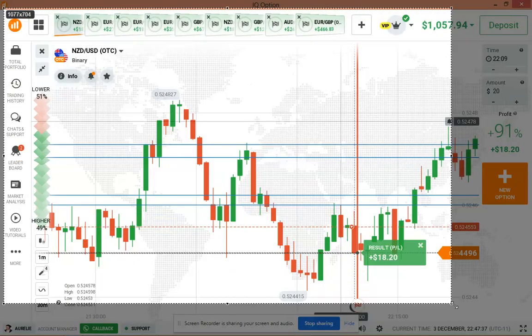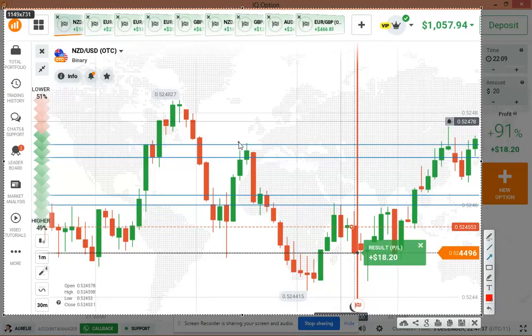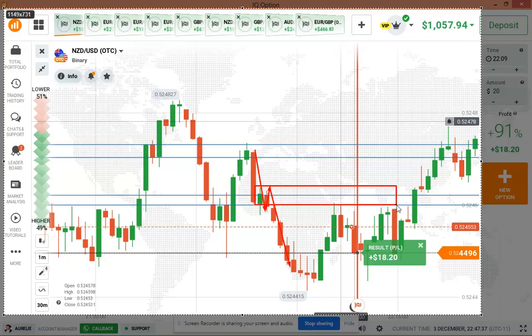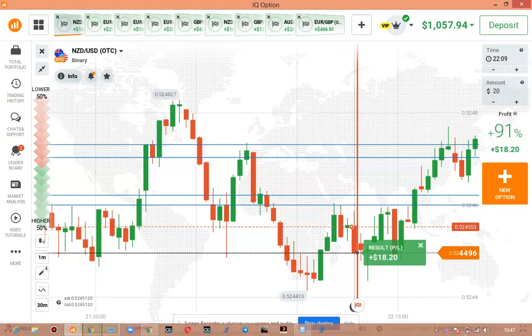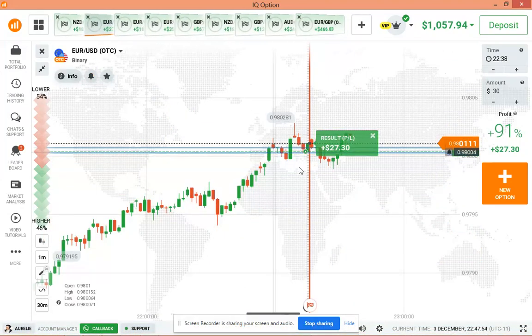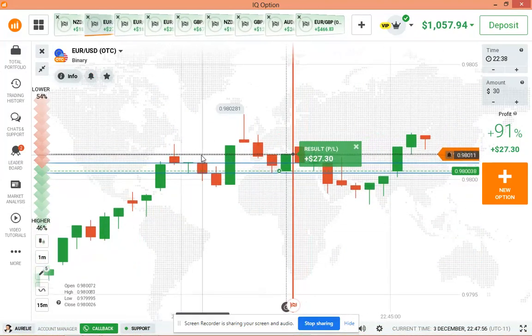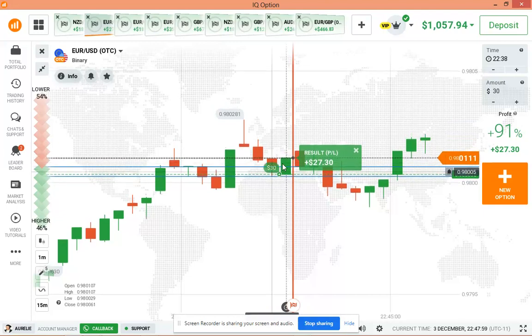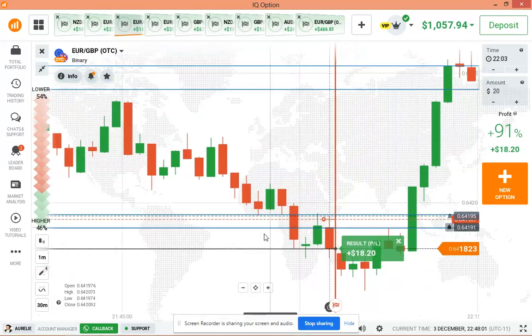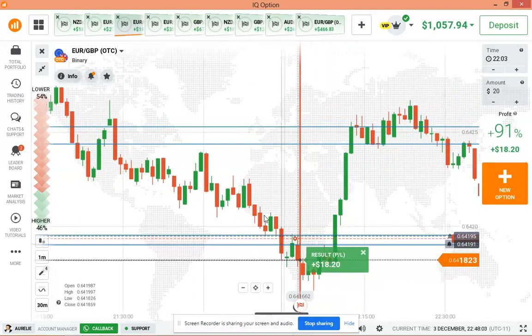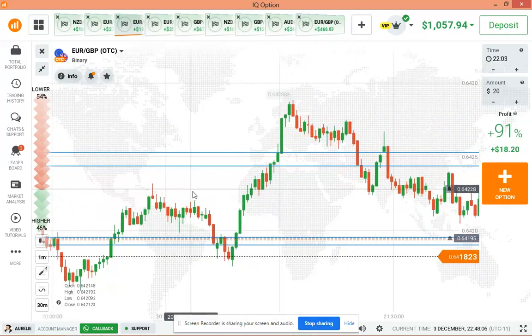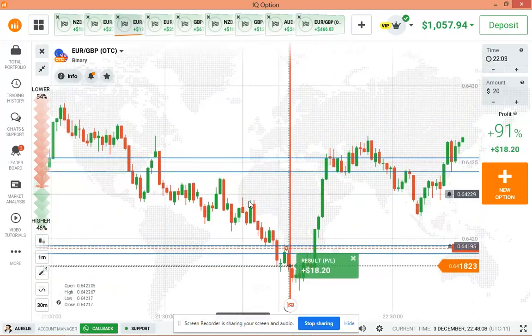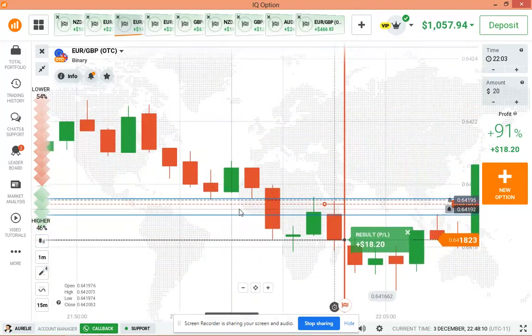Like we have the drop, base, drop. So we have the supply zone here. That is why the market reversed: drop, base, drop. This also, rally, base, rally. So I have the demand zone. This also, drop, base, drop. So it's a perfect zone.